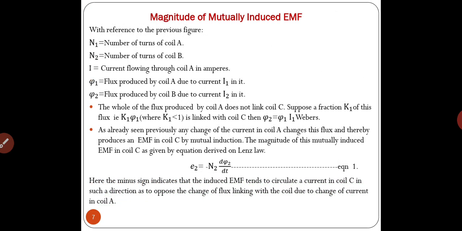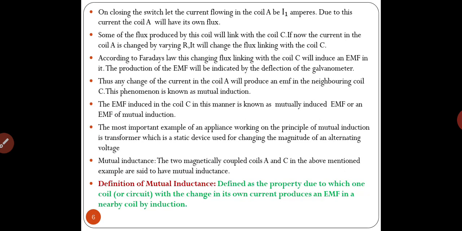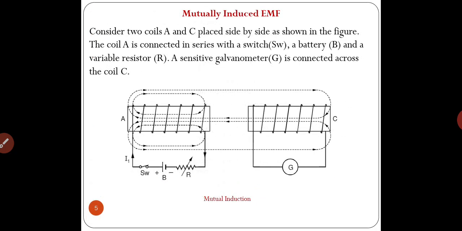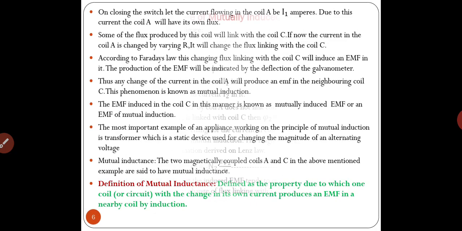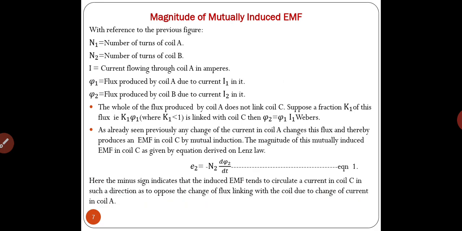Now we have to understand how much mutually induced EMF we can get in a transformer, or in two coils A and C. With reference to the previous figure, we have N1 number of turns in coil A and N2 number of turns in coil B.